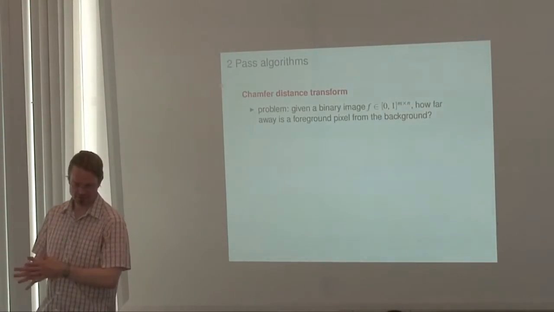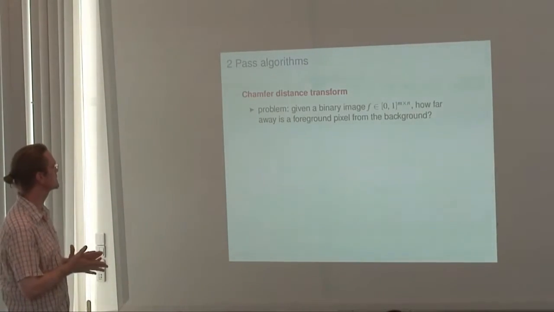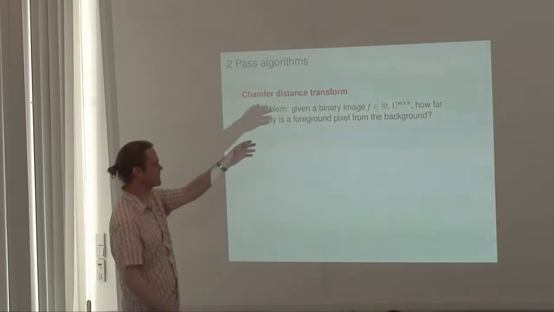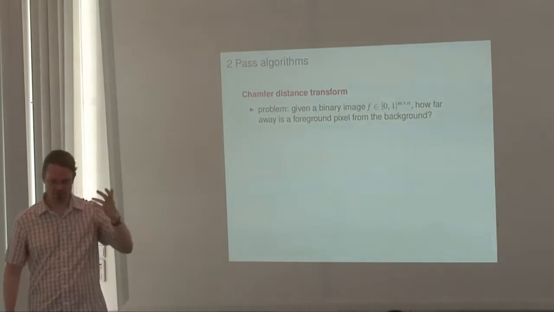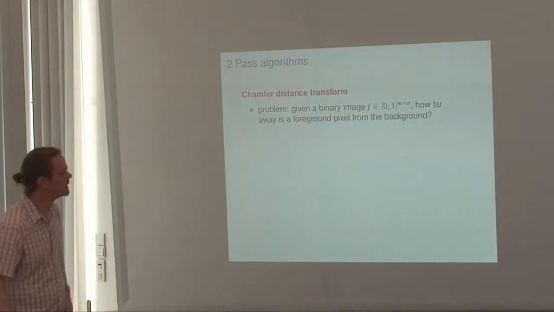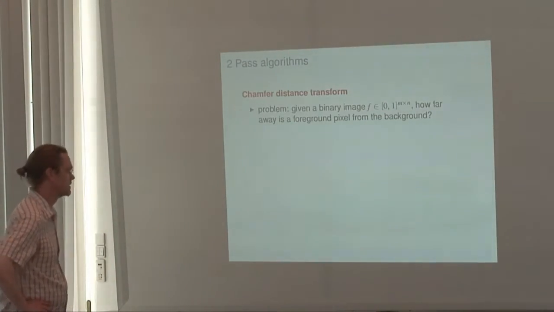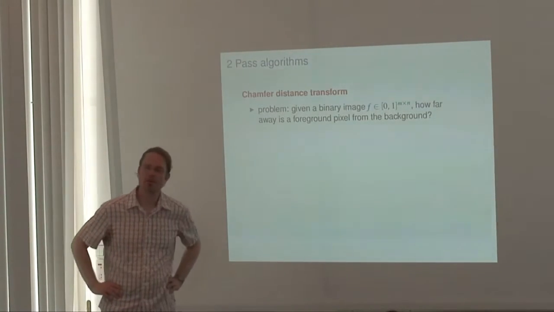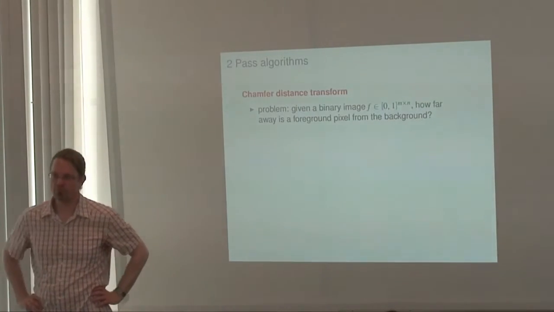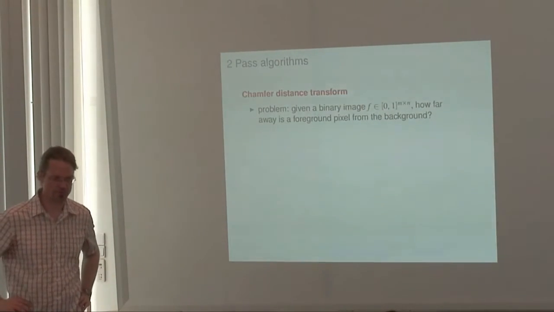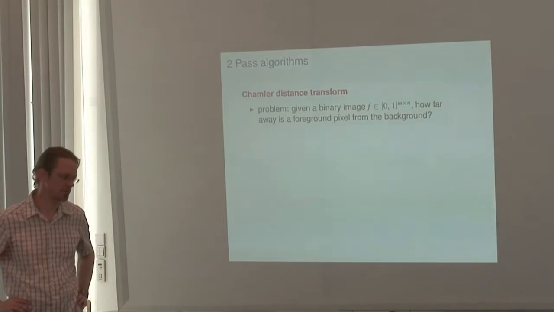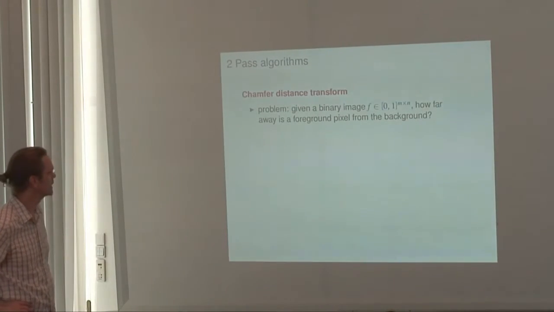Okay, next one. Let's look into yet another two-pass algorithm. This one's called the Chamfer distance transform. Let's say we're given a binary image, so something consisting of pixels with values 0 and 1. And again, let us for the time being assume that 1 indicates foreground pixels and 0 background pixels. We might actually be interested in the question, how far is a certain foreground pixel from the closest background pixel? Why that may be interesting, let's discuss later, but that is our problem here.